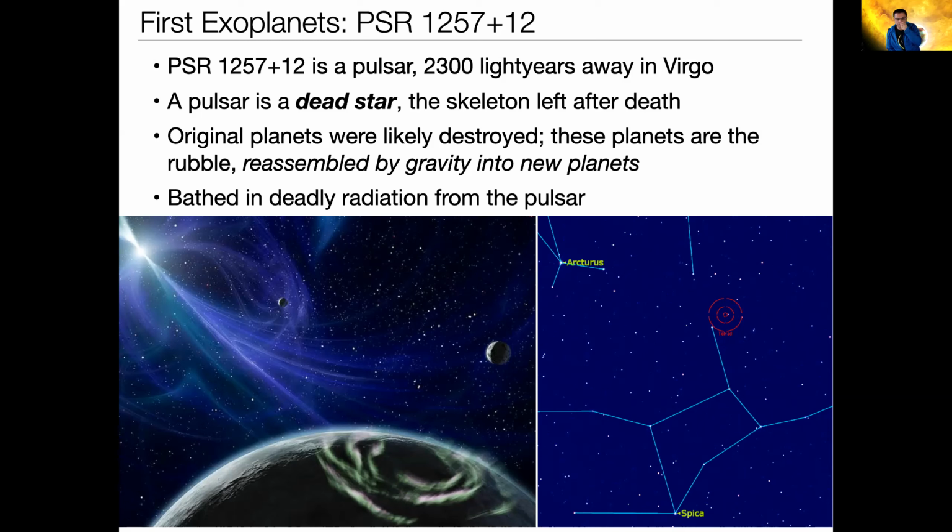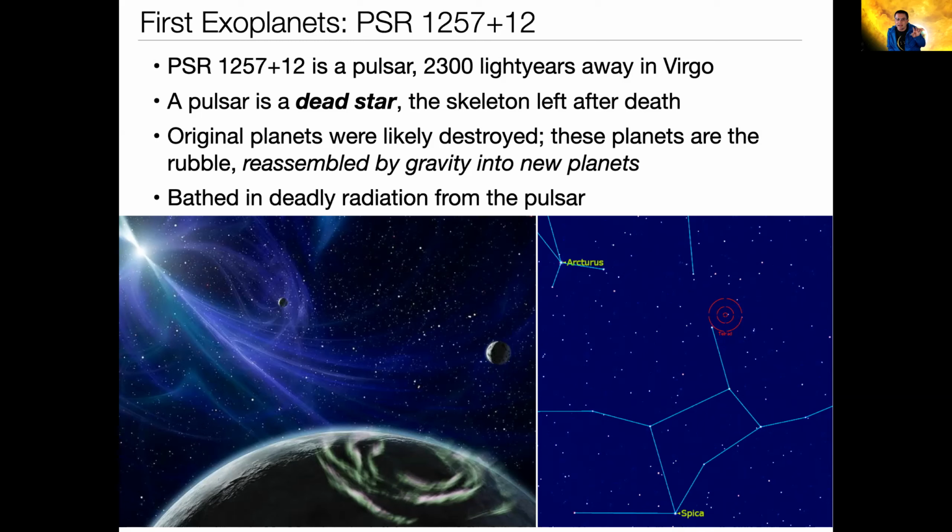And so that's why we were able to detect these planets well before we detected planets around any other star. Okay, so this was unusual. A dead star is certainly not a star like the sun. These planets almost certainly are not the original planets, and so this isn't what we were really after, right?